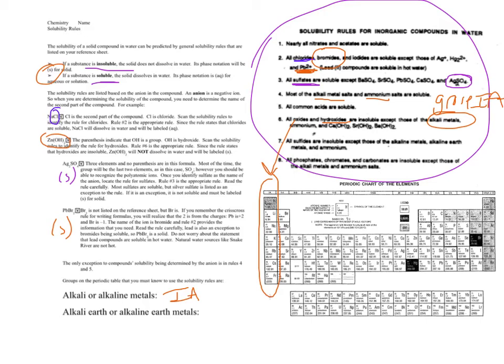And then finally, the last thing you need to know down here in the bottom, alkali earth or alkaline earth metals is group 2A. And this shows up in rule number 7. If you have a sulfide, you need to know that the alkaline earth metals are also soluble as sulfides. So magnesium sulfide, beryllium sulfide, calcium sulfide, strontium sulfide, barium sulfide, radium sulfide would all be aqueous.